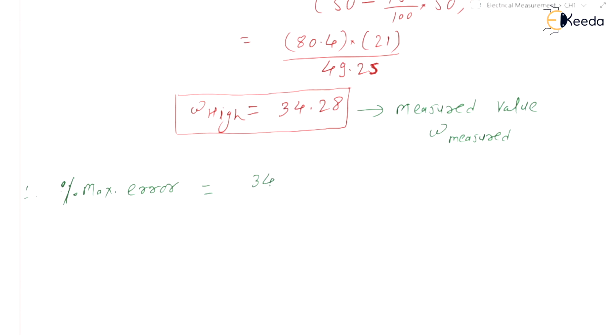That is 34.28 minus true value is 32 divided by true value 32 into 100. So if you check, it is equal to 34.28 minus 32 divided by 32 into 100. That is 7.125, plus minus 7.125%. Okay, this is the percentage maximum error. This is actually positive. This will be positive now.